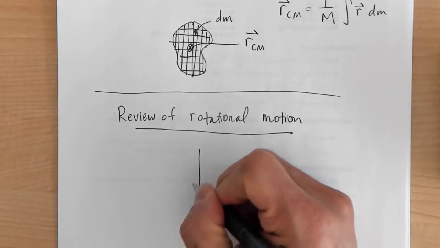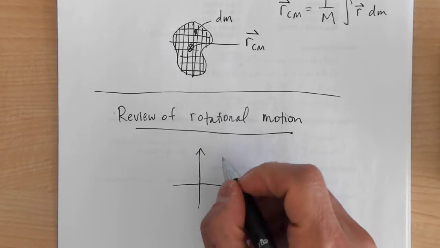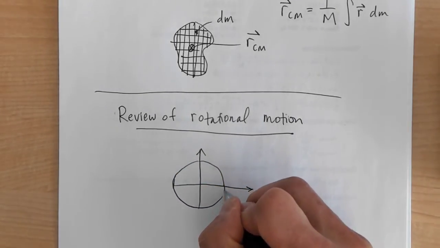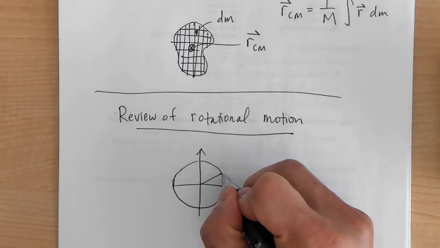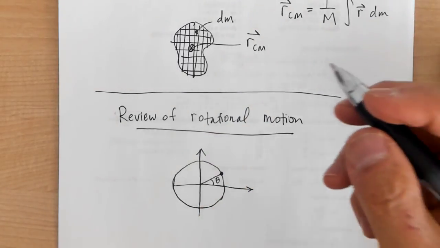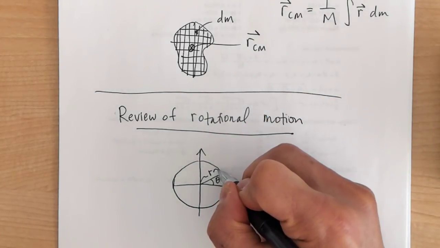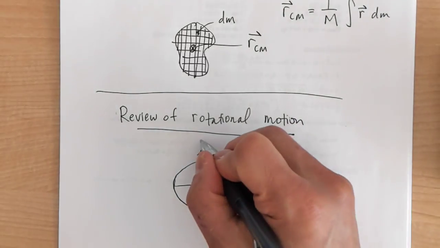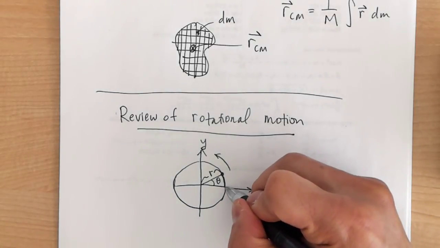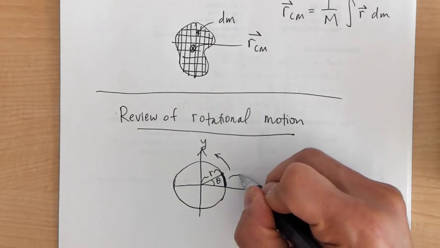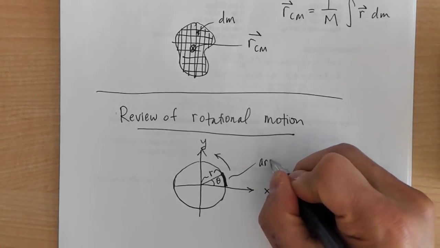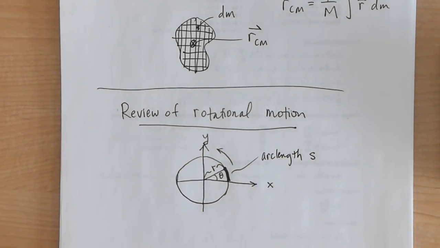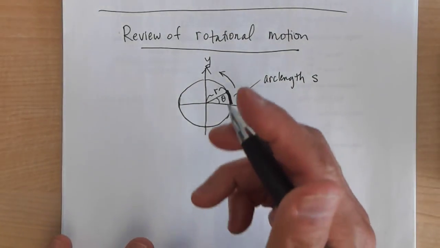So let's think about an object going around a circle. Some angle here, some radius r, and it's going around a circle like this. Here's my x-axis, here's my y-axis, and this arc length here, how long this segment is, is what we'll call s.